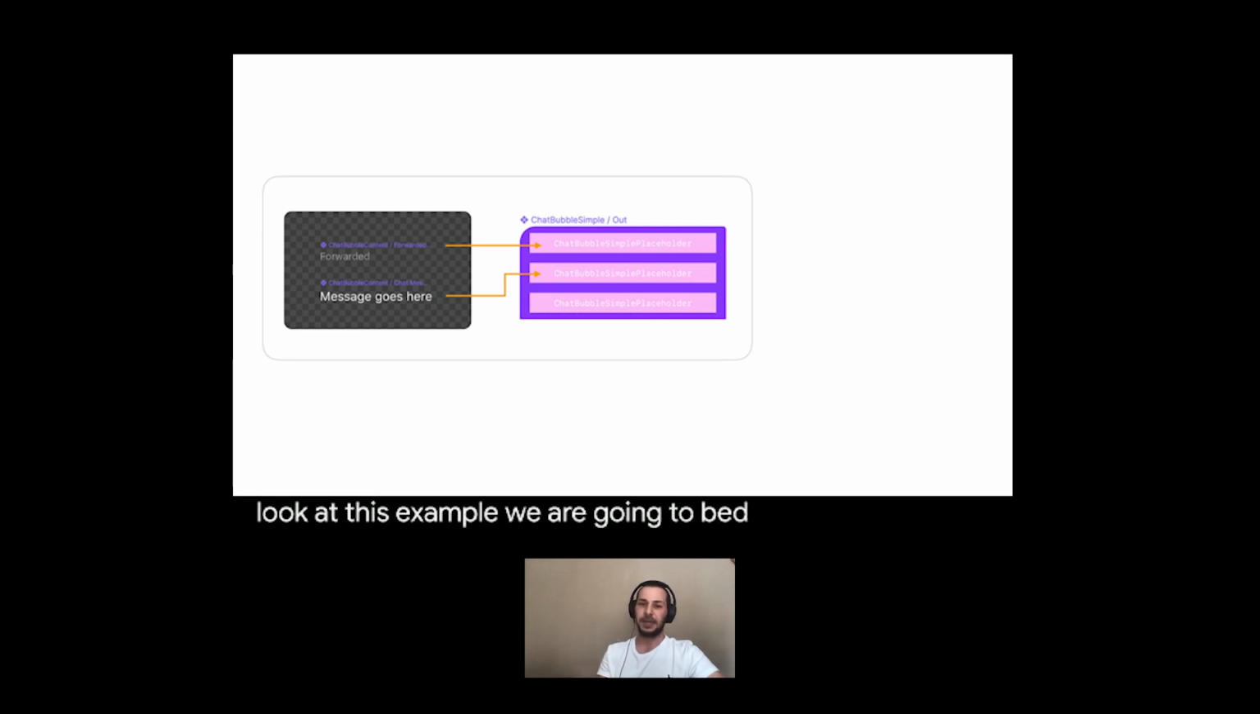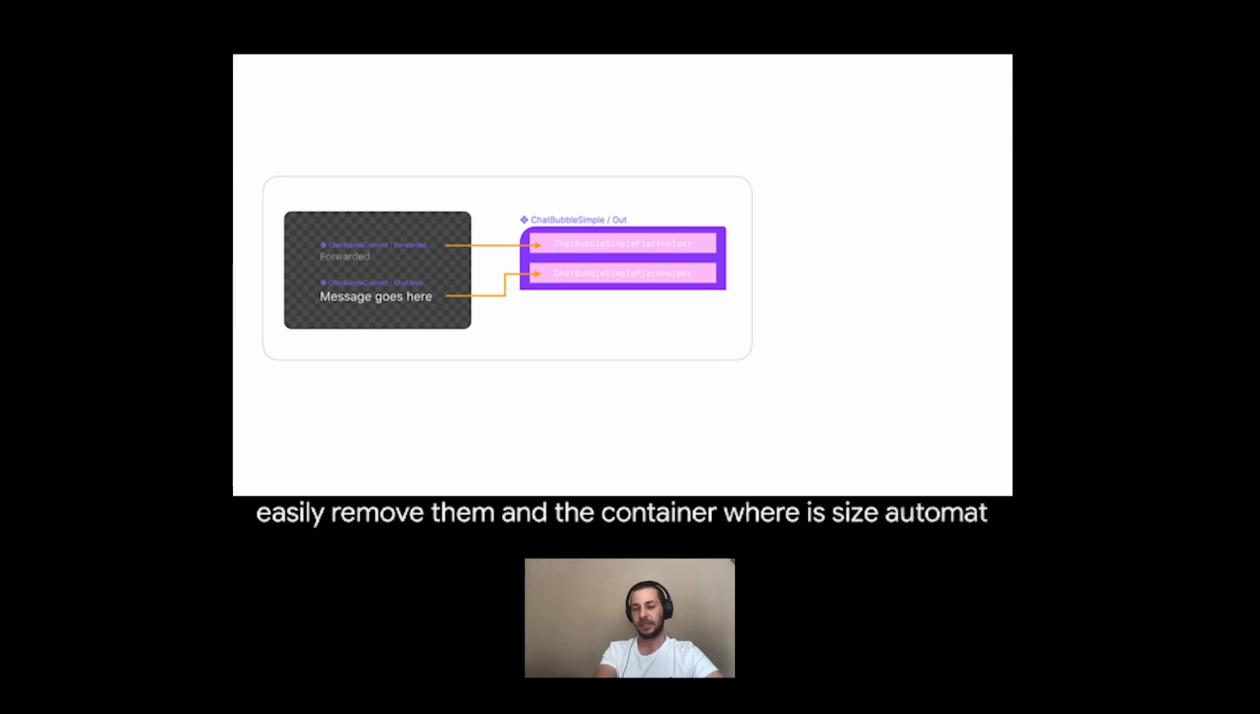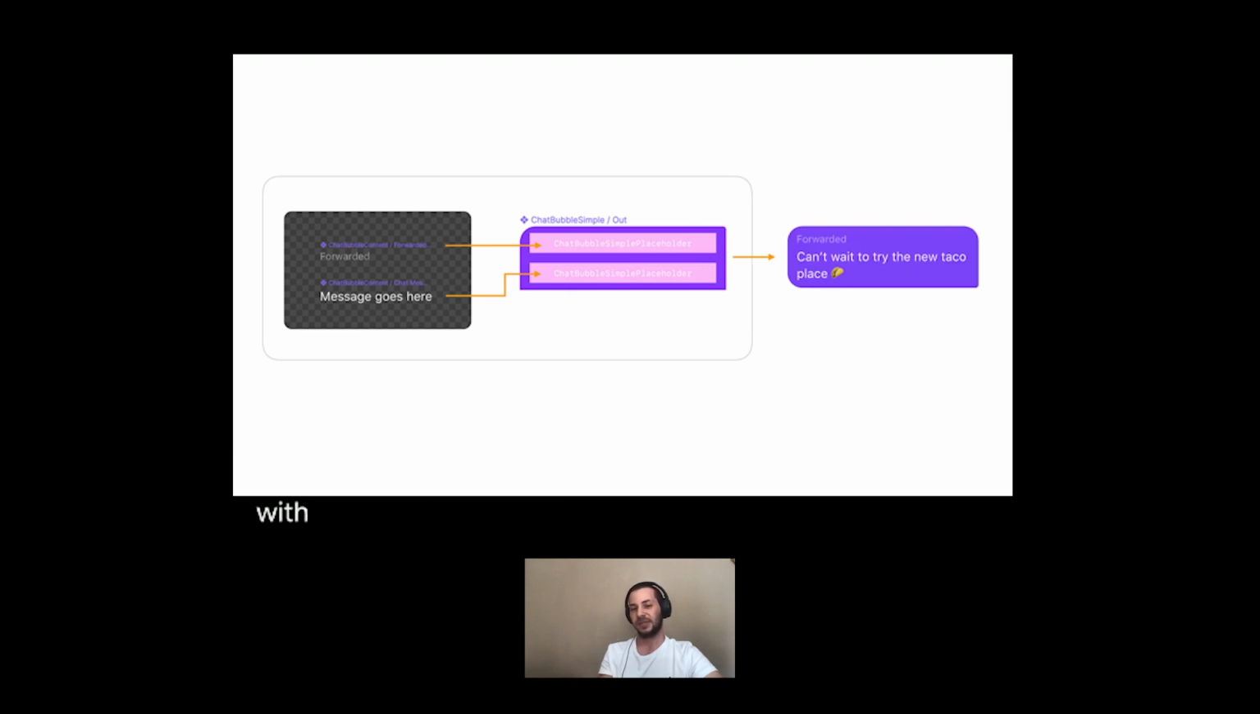We are going to build a basic forward text message. And you can see that we have two contents on the left and three placeholders on the right. So on the left, we have the forward and the actual message, and in the main component, we have three placeholders. So thanks to auto layout, if we have some extra placeholders, we can easily remove them, and the container will resize automatically, maintaining the same spacing and specs. So now if we actually replace the placeholders with the content, we would end up with this variant.